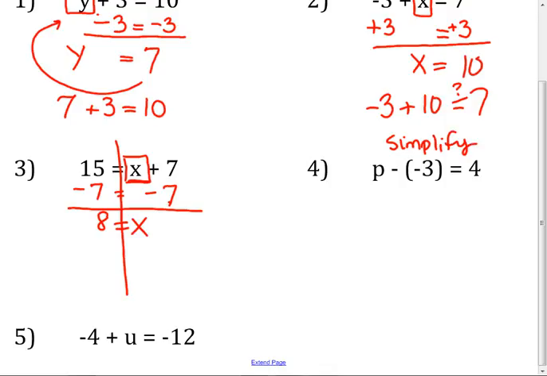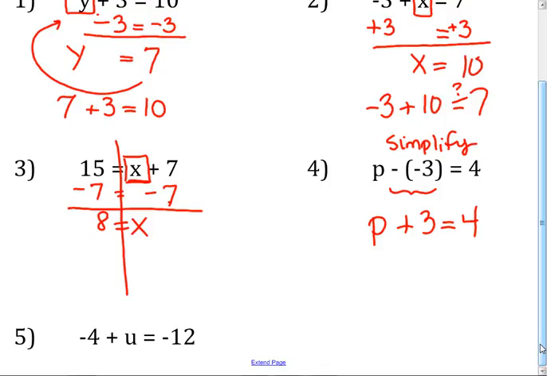I can simplify that. How do you simplify that? What's p minus a minus 3? Josh, what's p minus a minus 3? What happens to these two negatives? So this really is p plus 3 equals 4, and that's so much easier to solve. I don't even want to go there on the first line.